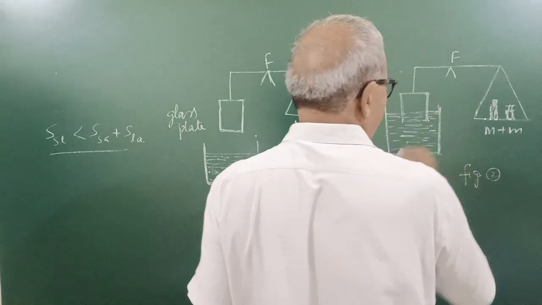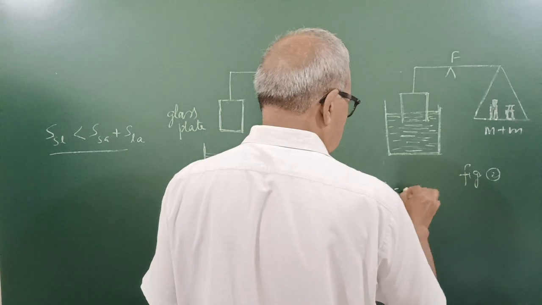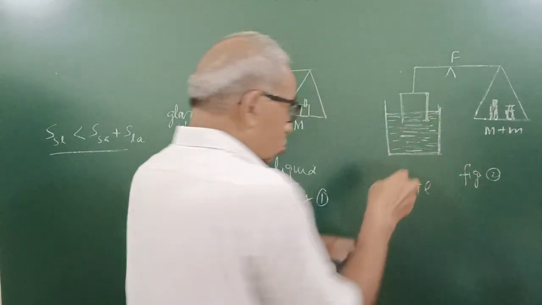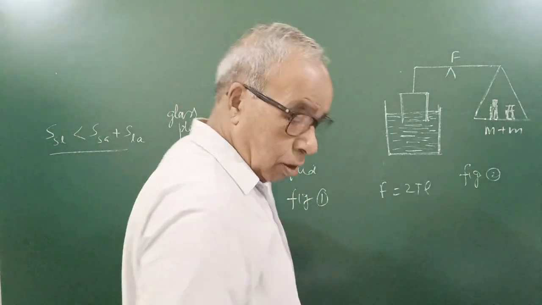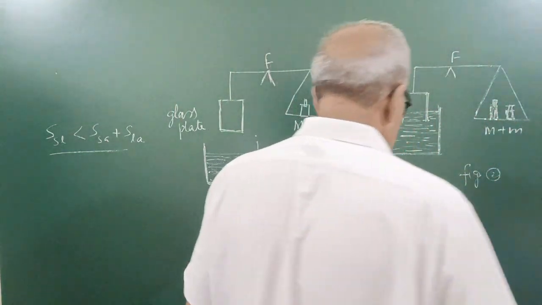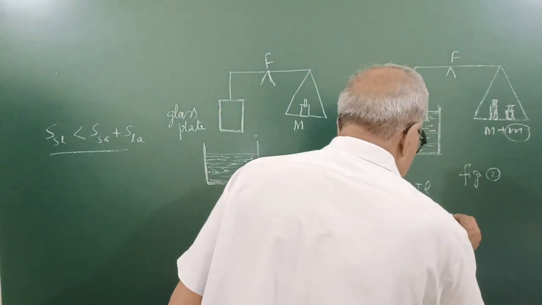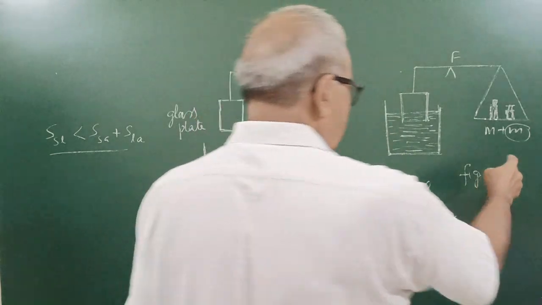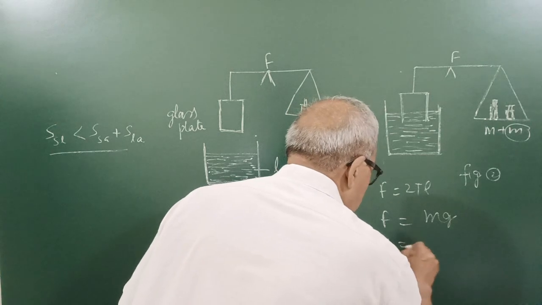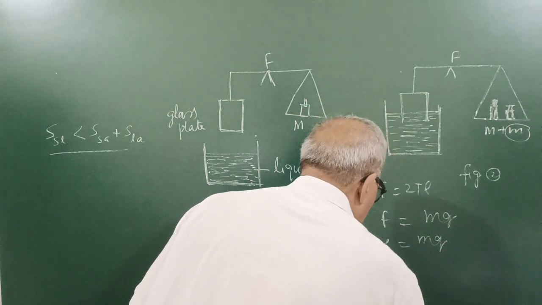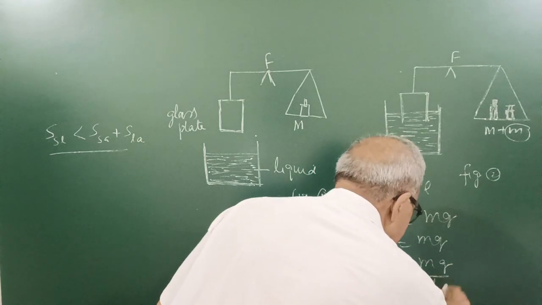Now the force applied by the liquid, that F will be 2TL. By 2, there are two surfaces, this side and this side. From both surfaces it is being pulled. And this F is equal to this extra mass mg, where m into g is the weight. So 2TL equals mg, or T equals mg upon 2L.